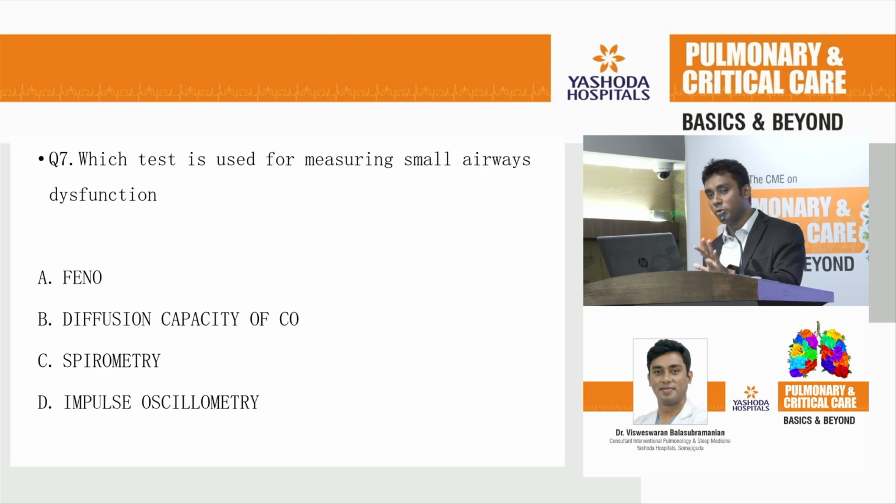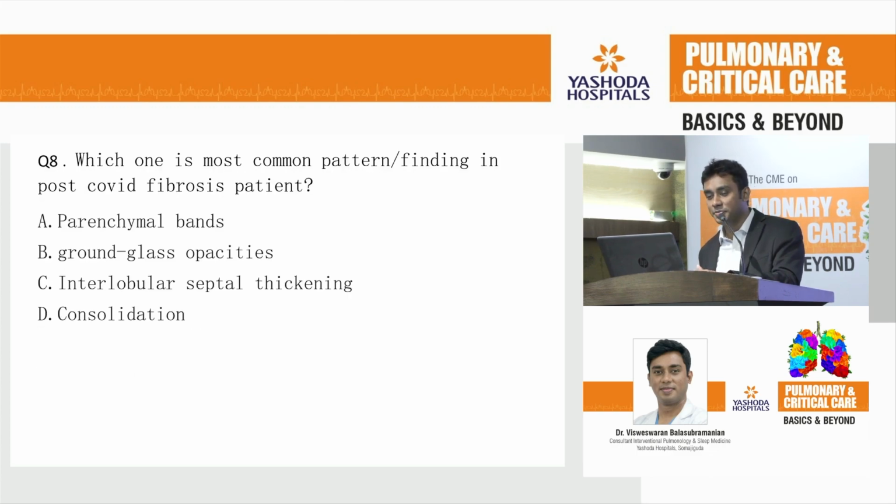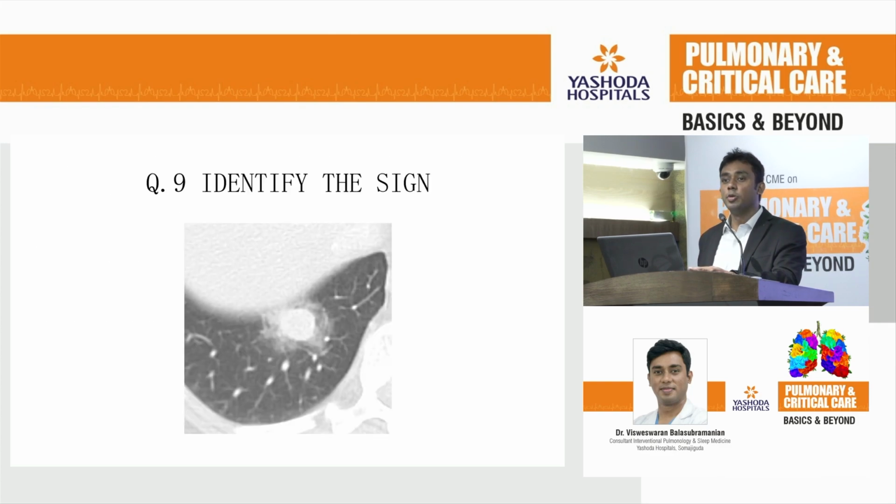This is a simple one, no questions. Winner, what did you answer? Parenchymal. These are all very objective. So the most common finding is parenchymal bands. Next one, another stethoscope winner.